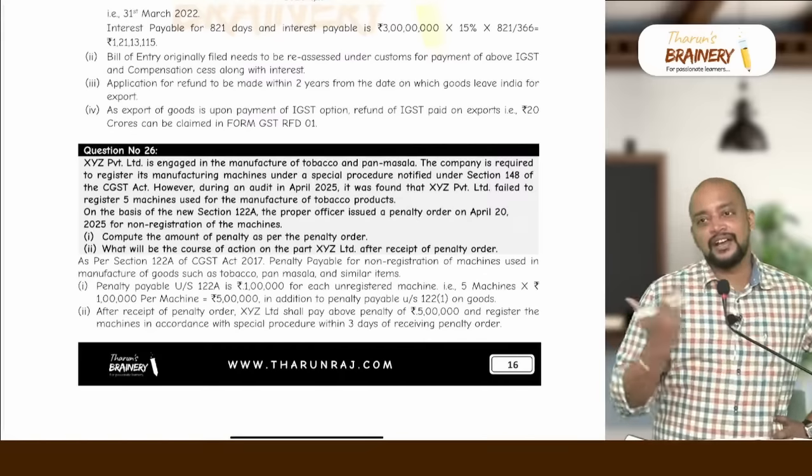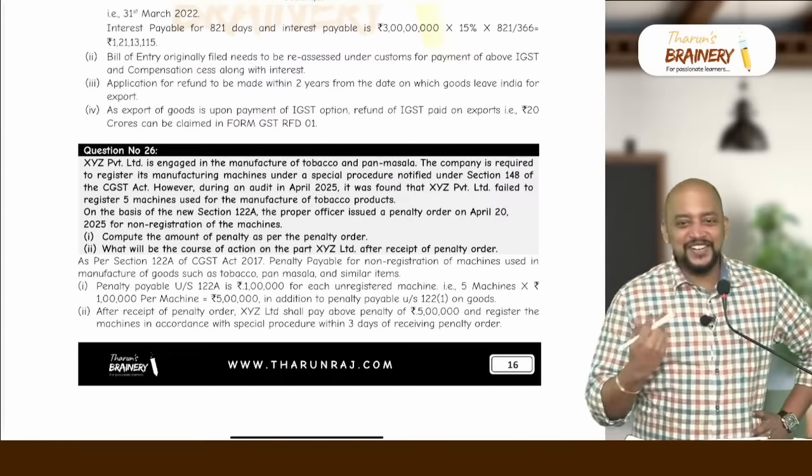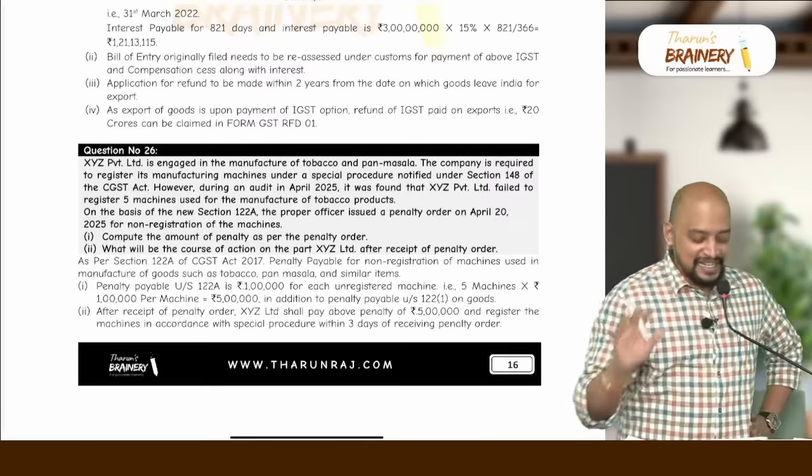Verbatim if it comes, I will become pan India faculty, okay. So it will not come like that, but they will modify in these lines, they will be creating, okay.